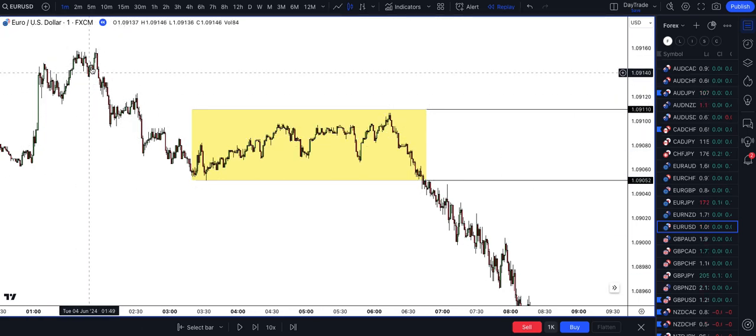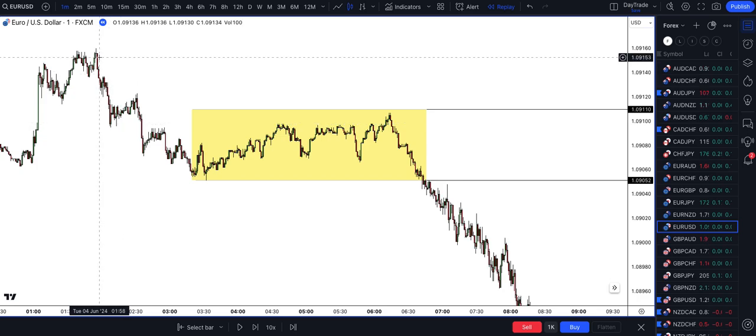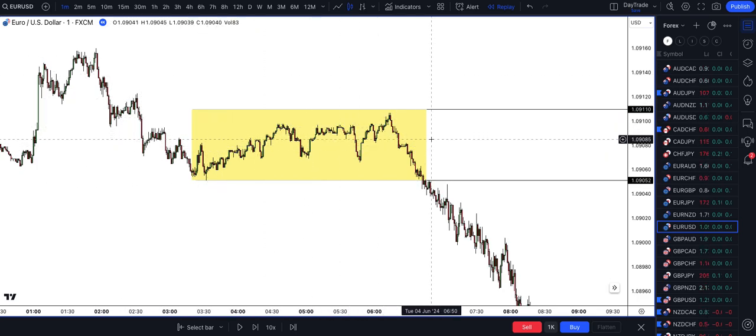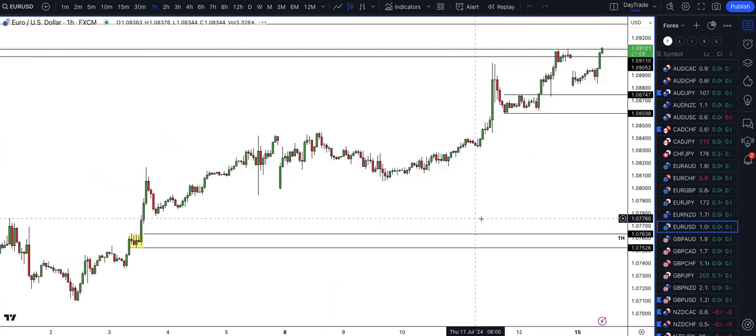And the same going into it, we're kind of going impulse correction, impulse correction, impulse correction. So we're not shot into the zone, distributed, and then shot out. So that's probably one of the reasons why that's not worked out.